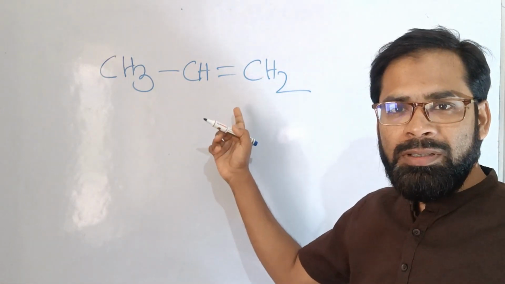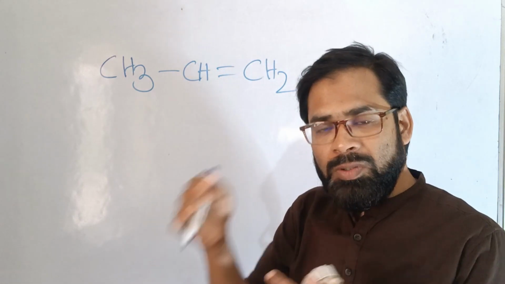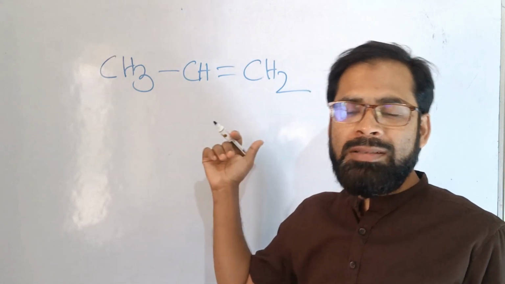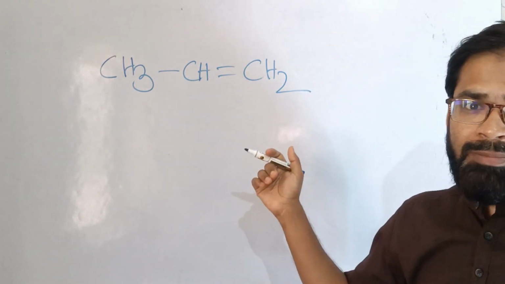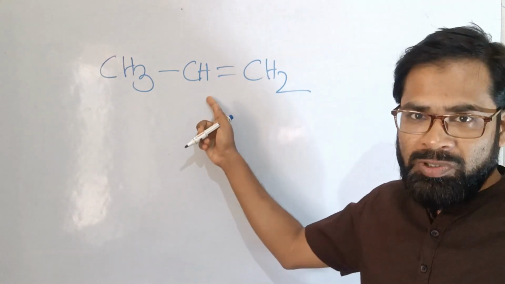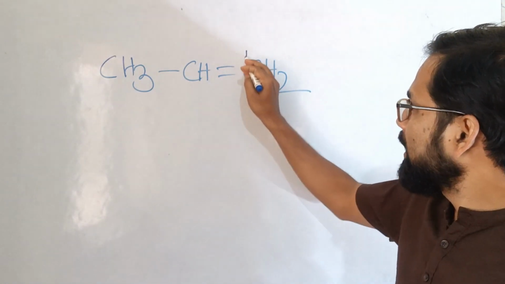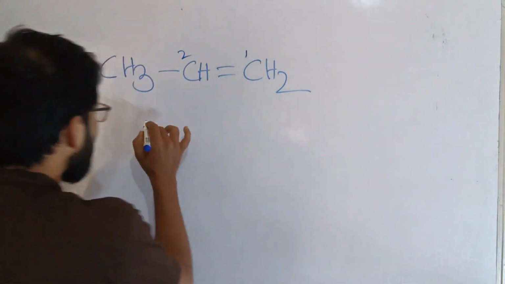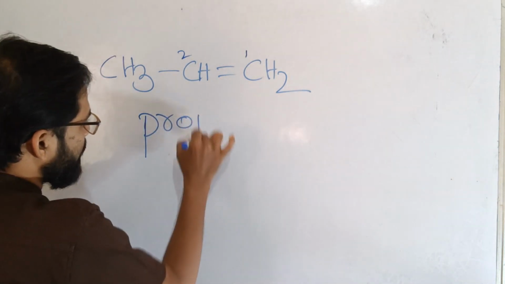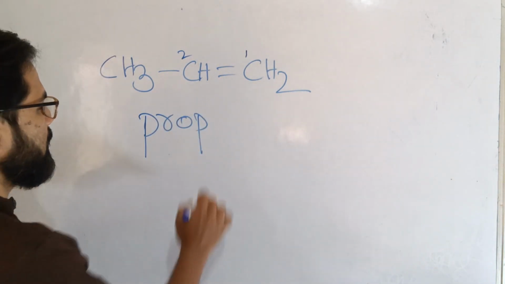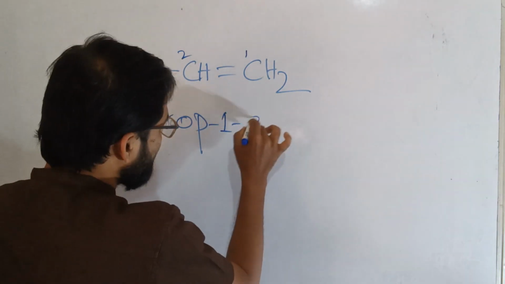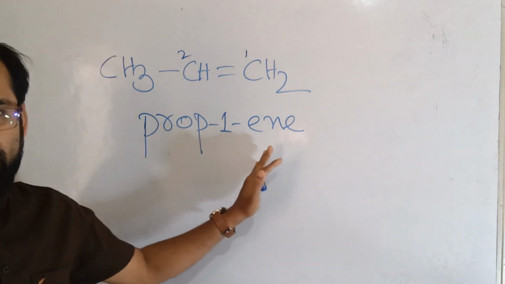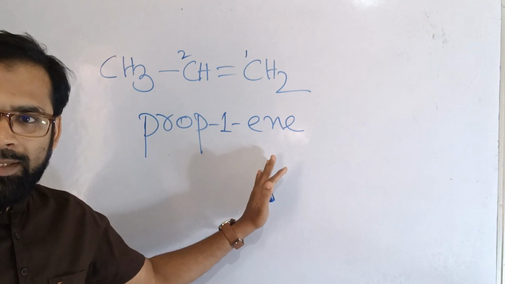For carbon carbon double bond, in case of alkane we saw root word plus ane. Here it is root word plus ene. But one thing you have to mention is the double bond position. So the double bond position is 1, the first carbon. So the name will be prop, the root word, then position 1, ene. That will be the name, prop-1-ene. Clear?